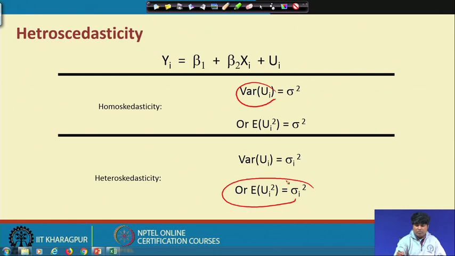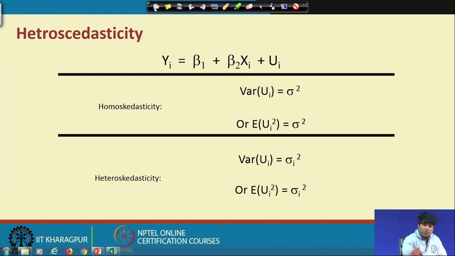So if it is the same, then it is homoscedasticity. If it is not the same, then it creates a structure called heteroscedasticity. Now, like multicollinearity and autocorrelation, here we have to check the structure of heteroscedasticity, and try to solve the problem of heteroscedasticity before we go for the predictions.